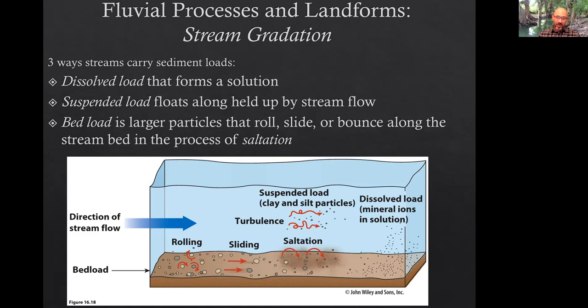The third type is saltation. And I'd be pretty salty too if I was picked up and dropped and picked up and dropped, right? That's saltation, where the material is not quite light enough to be kept aloft by the turbulence, but it's not so heavy that it can't be picked up. So it's picked up a little bit and dropped and picked up a little bit and dropped as it progresses down the stream channel. That's saltation.